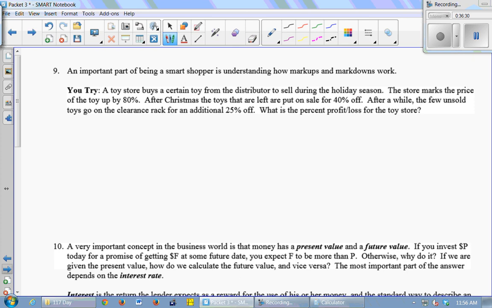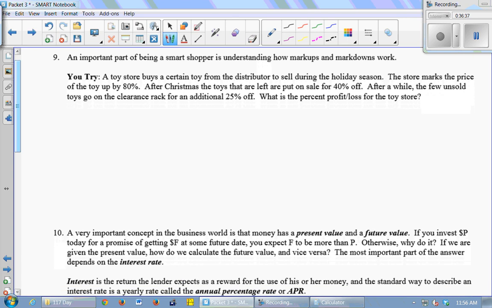All right, so an important part of being a smart shopper is being able to understand how markups and markdowns work. So I want you to work in your groups for a little bit on this toy store problem.